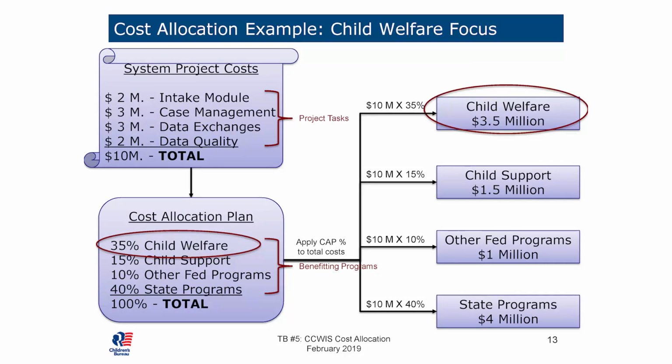Okay. In our example, we are using a system that benefits or supports multiple federal programs. So this is a project to build a system that, in addition to benefiting child welfare, benefits other programs. In this example, 35% of the system supports child welfare programs such as foster care, adoption assistance, prevention services, Chafee program services, the Kinship Navigator program, guardianship, and Title IV-B programs. And 15% supports the child support program. And to keep it simple, we are assigning 10% to any other federal programs that may participate, such as CMS and FNS, and 40% to state human services programs.